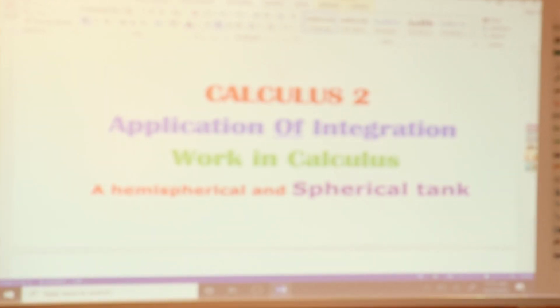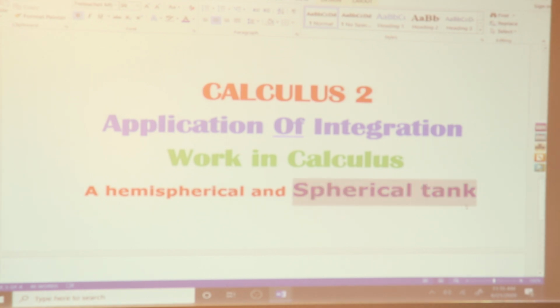Then today we'll discuss the spherical tank. Okay? Yesterday we did what? The hemispherical tank. That's what we did yesterday. Just go back and review that class and you will see that.